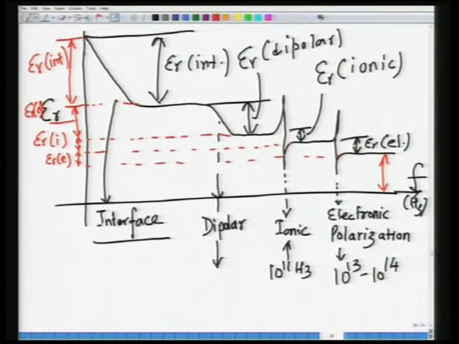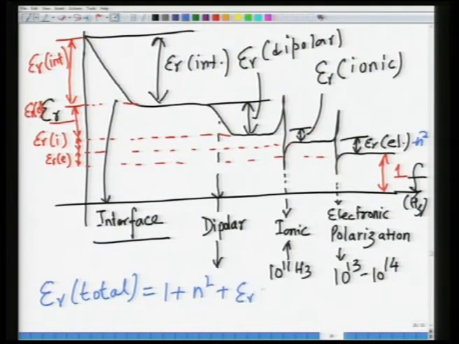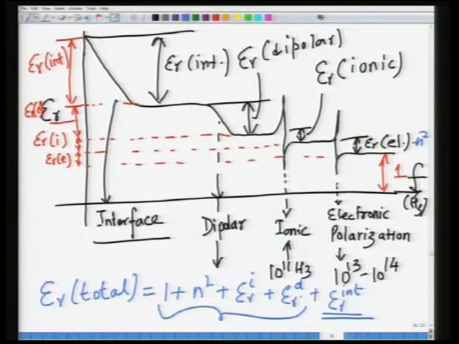This is nothing but as if there is no dielectric present. So, this would be nothing but 1. Now, when you look at epsilon r total, this becomes 1 plus n square plus epsilon r ionic plus epsilon r dipolar plus epsilon r interface. Whether or not you add interface is a different issue, depending upon the type of contributions, but this is how the dielectric constant is going to look.